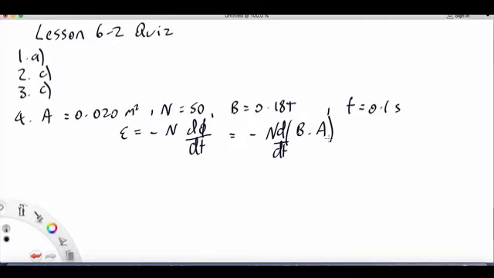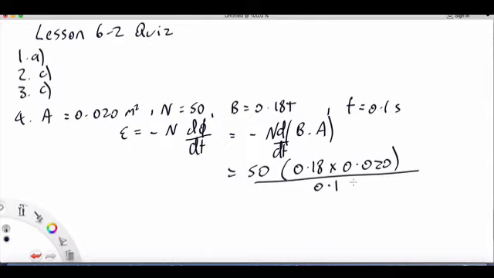So the flux will be changing from zero initially when the coil's parallel to the field to a maximum that is B times A. So we've got then it is 50 times B, which is 0.18, times A, which is 0.02, over the time that is 0.1 seconds. So that's the maximum flux in here, the 0.18 times 0.02, and the minimum was zero. So that means our EMF is 50 times 0.036 volts, and that makes it 1.8 volts.